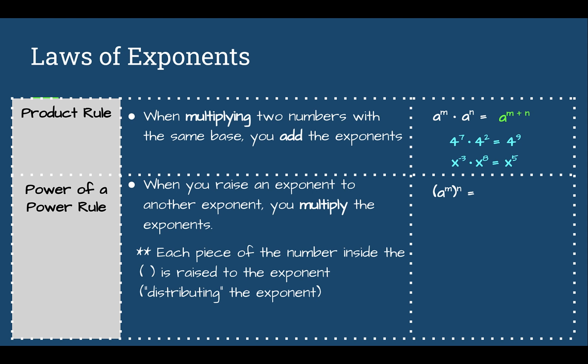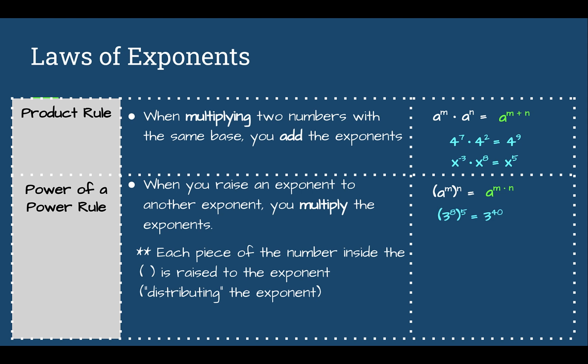Another rule is the power of a power rule. So essentially here, you have an exponent and then you're raising it to another exponent. When you do that, you multiply the two exponents together. So if we were writing it as a to the m, and then we take that and raise it to the n power, we would multiply m and n. Again, the base doesn't change. It's still a. Our exponent would now be m times n.